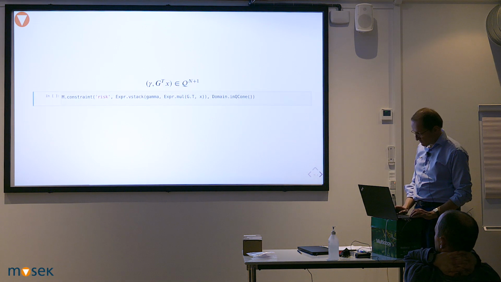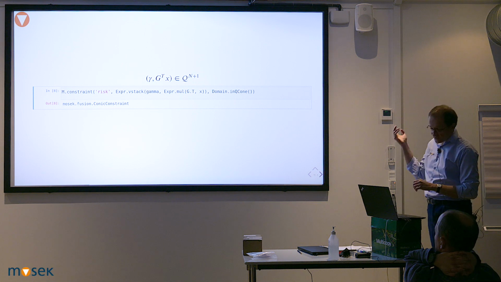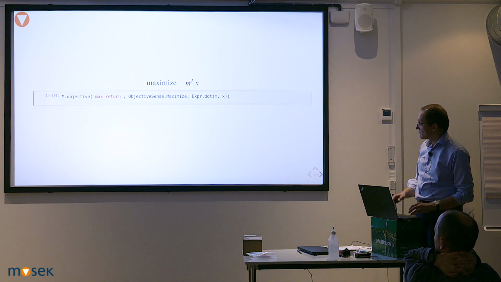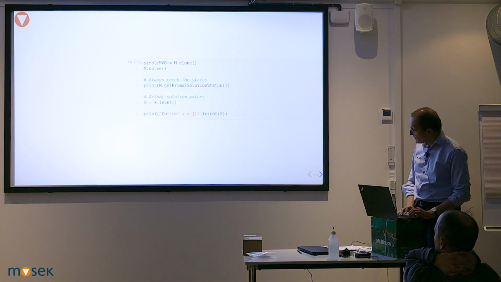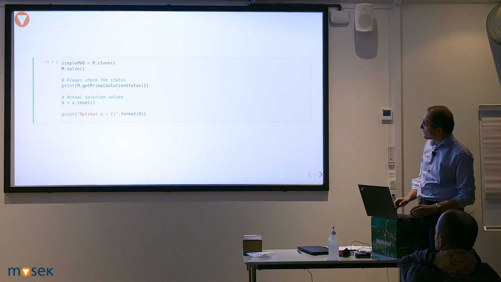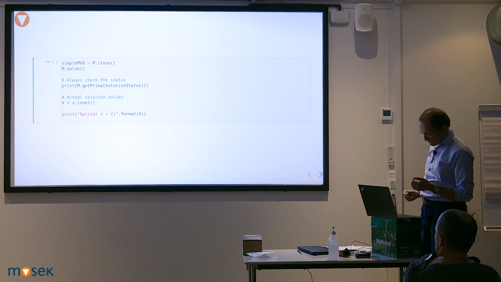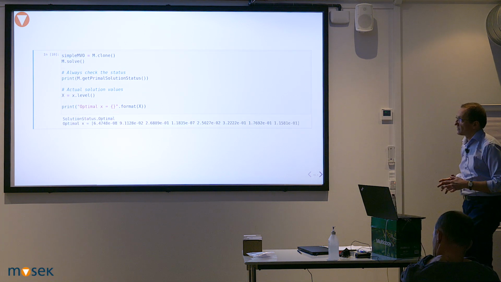I have the conic constraint for the risk. And eventually I have some objective, right? I'm maximizing a linear function of x. And all this put together, I've constructed this model M, which now, at the beginning of the code over there, I'm going to solve, and then see the solution I've got.